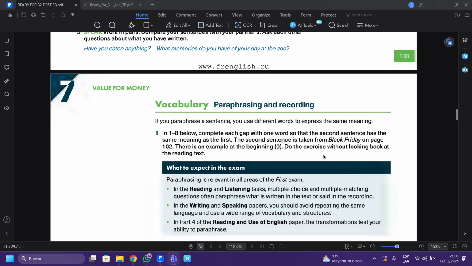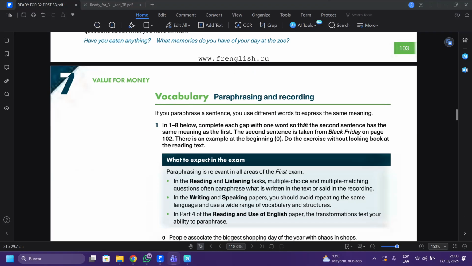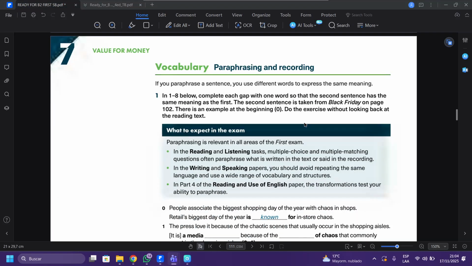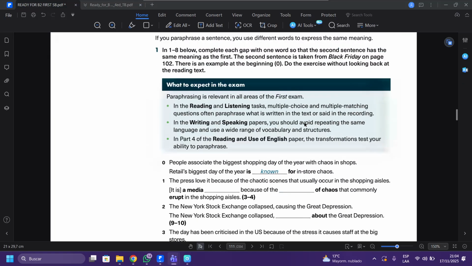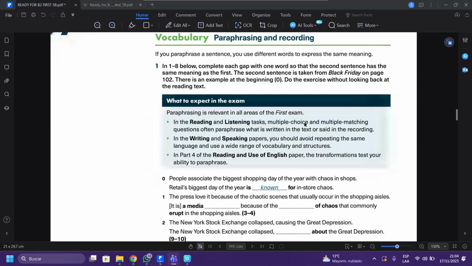So with that being said, we're going to keep on working on the next page, okay? This is about paraphrasing and recording. The next page, please. So we have here an exercise, from 1 to 8, where we have to complete every single gap with one word so that the second sentence has the same meaning as the first one. It is kind of similar to the keyword transformation, okay?